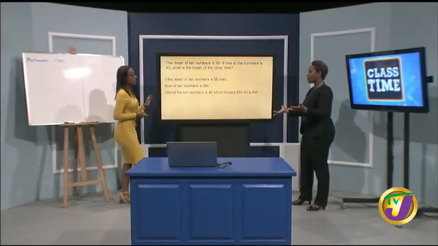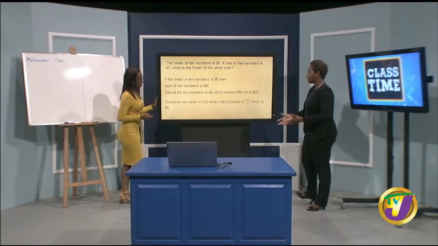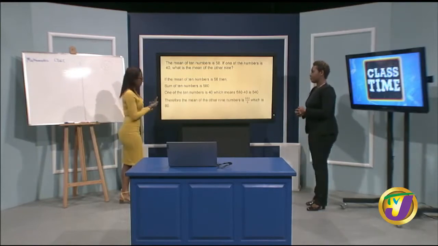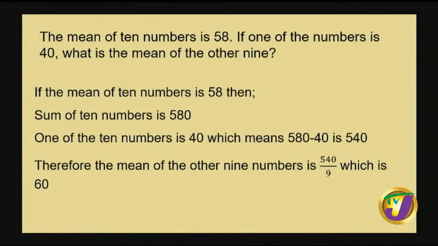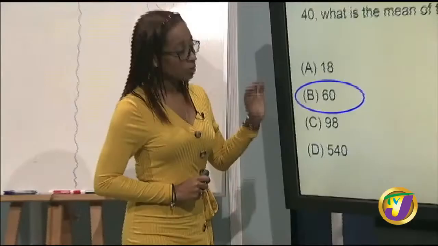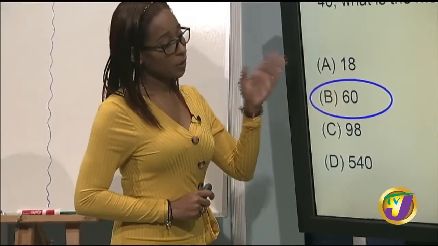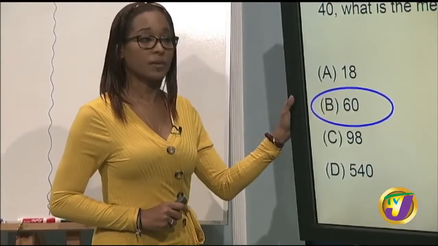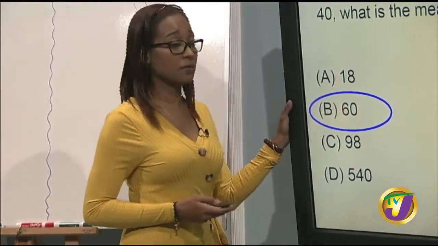Yes, that's right. So we're going to definitely just divide by 9. And when we divide by 9, we arrive at 60. So now we see 98 would have definitely been out. 540 would have definitely been out. And now we're seeing that 18 is not a possible answer either. So our answer is definitely B.